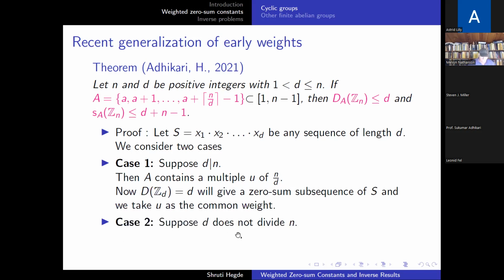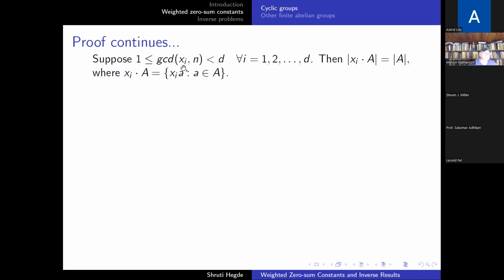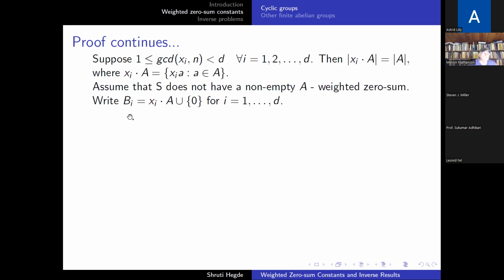So in case 2, suppose d does not divide n, and if there is an element xi0 in the given sequence whose GCD with n is greater than d, then we will use this argument of case 1 and we will be through. So we can assume that every element of the sequence has GCD with n less than d, and with this assumption we can show that the cardinality of this set xi dot A is the cardinality of A, where xi dot A is the set of all xi a coming from A. So let us assume, if possible, that this S does not have any non-empty A-weighted zero-sum, and write these sets xi dot A union 0 as Bi's.